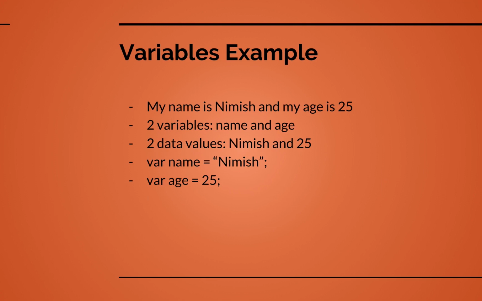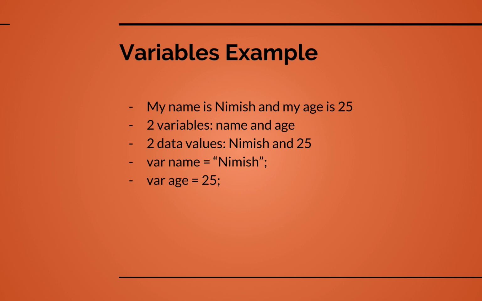I just have one sentence, my name is Nimish and my age is 25. Now I know that's a little bit of awkward wording there, but I did that specifically to demonstrate that we have two variables and two data values. So our two variables are name and age. These are going to be perhaps kept track of throughout the code, and we need to assign values to them. We have the two data values, Nimish and 25.